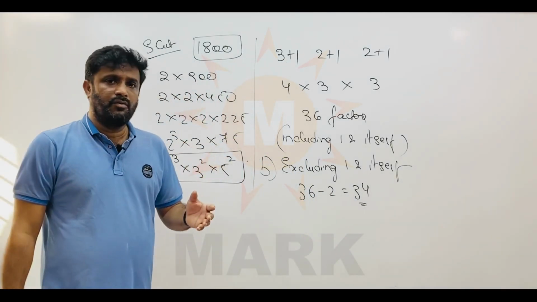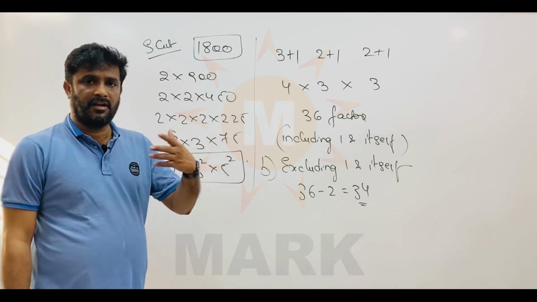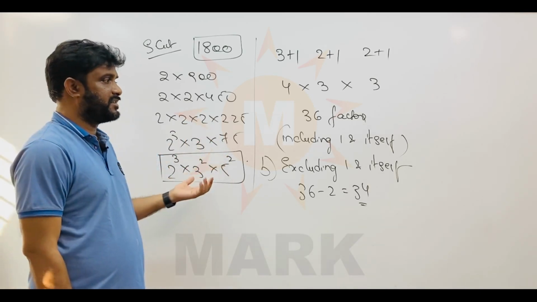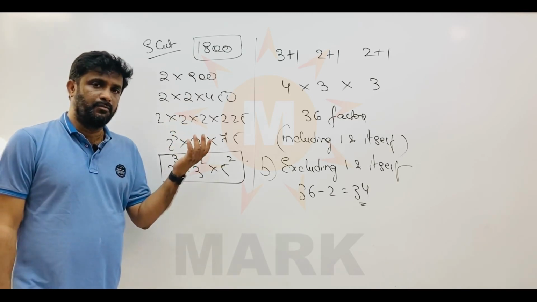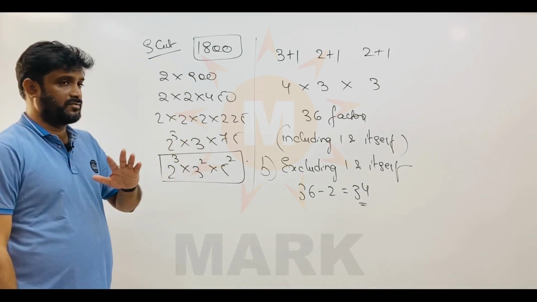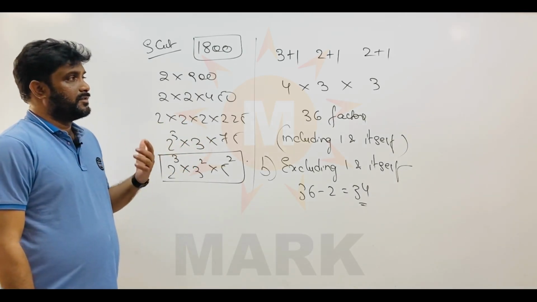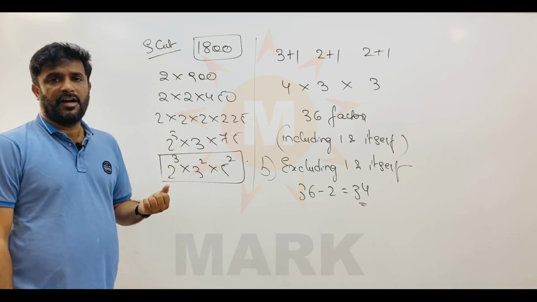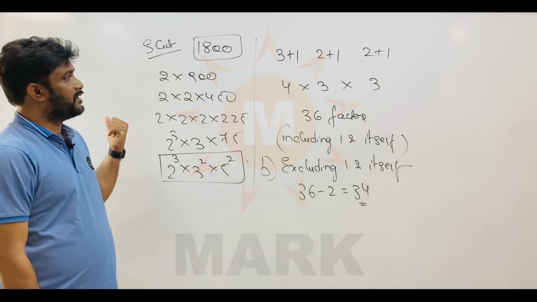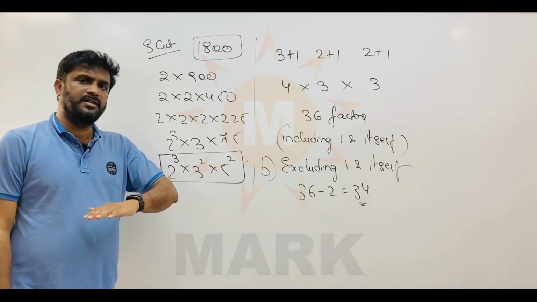So this is how we have to find the factors of a particular number by using the prime factorization method. Prime factorization is compulsory in both. You have seen in the procedure and also in the shortcut. That is very, very important. So this is how we need to find the factors of a particular number by using the prime factorization method, both by procedure and also by shortcut.